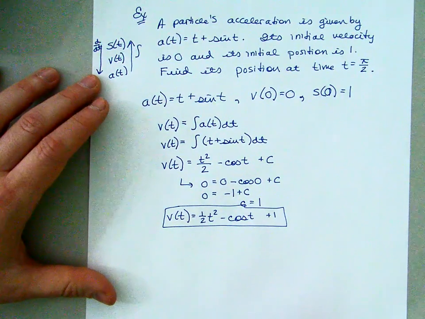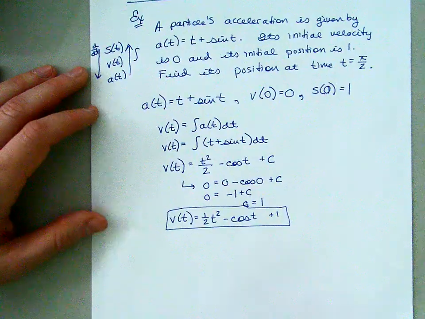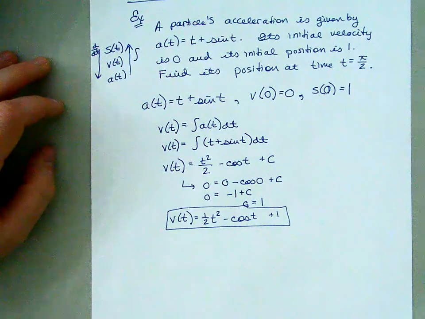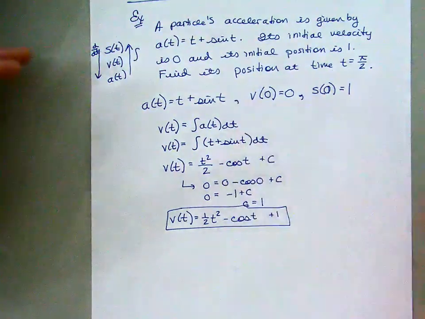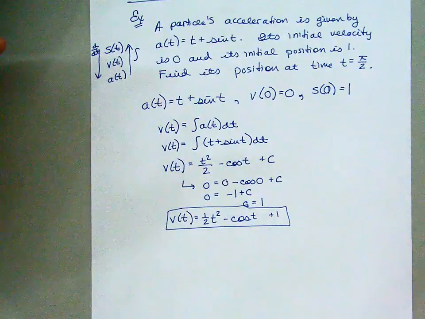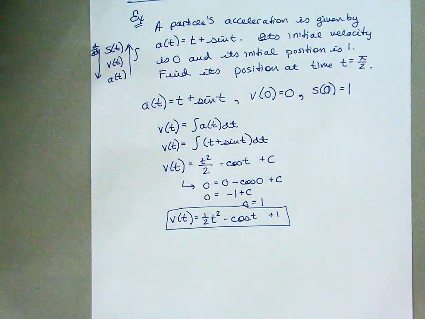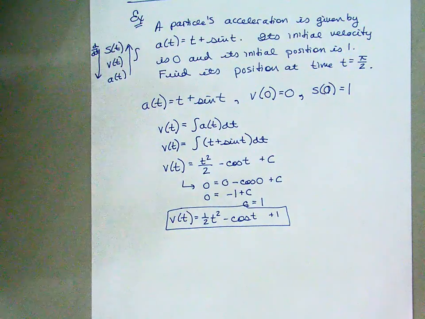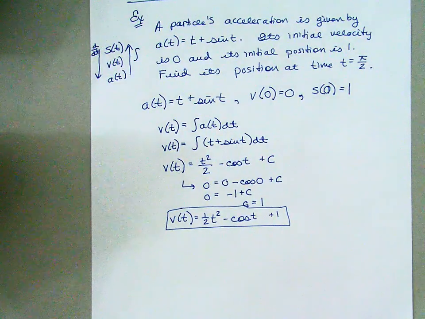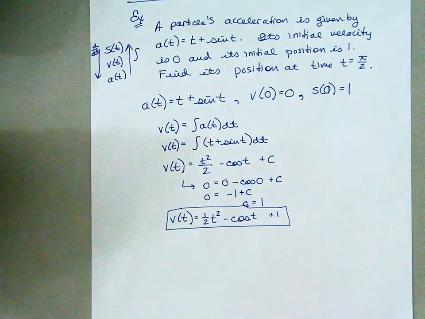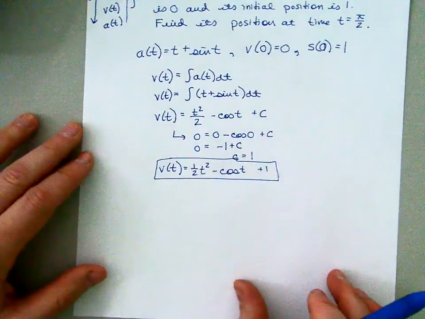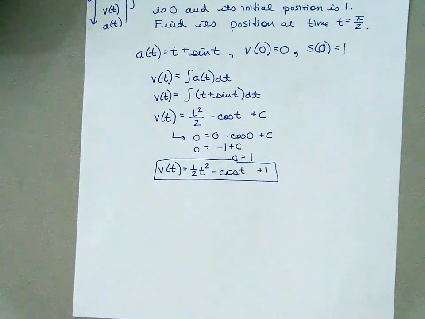I think you know the next step. Go create your position function. And actually the last step of this problem, find the position at time pi over 2. Shouldn't that be easy once you have the position function? That's all you're going to do, create the position. Once you have the c value figured out, you're just going to plug in. Take a few moments, let's get that position function, and then we'll plug into it.